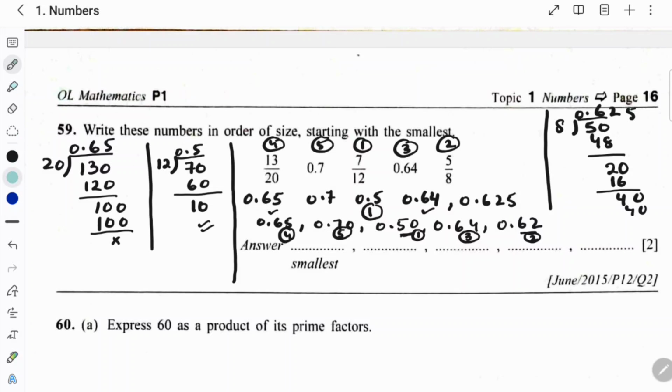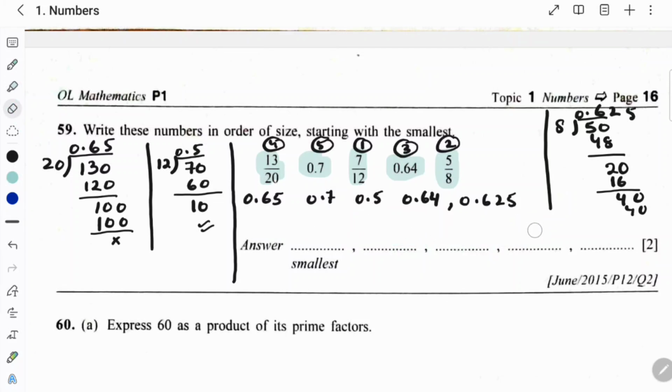You can check here. This is the first one, 0.5. I kept the first one, and the second one, and the third one, and the fourth is this one, and the fifth is this one. I hope you understood how we did it. Now I'm writing down all of them: 7 over 12, then 5 over 8, then 0.64, then 13 over 20, and then 0.7. In this question we had to do lots of calculations and then comparing also. That's why it's a 2 marks question.